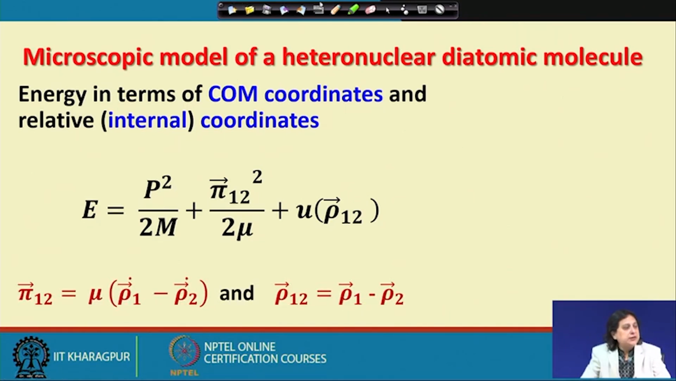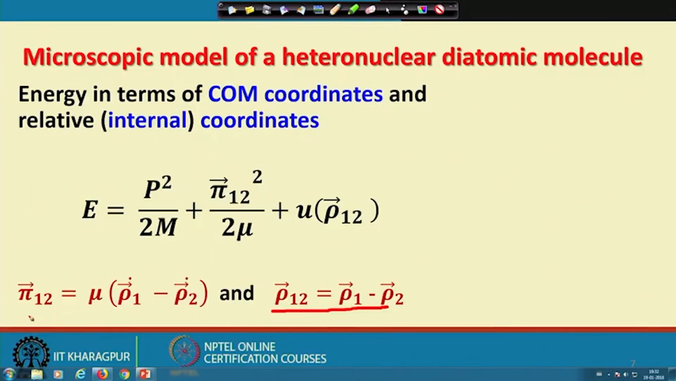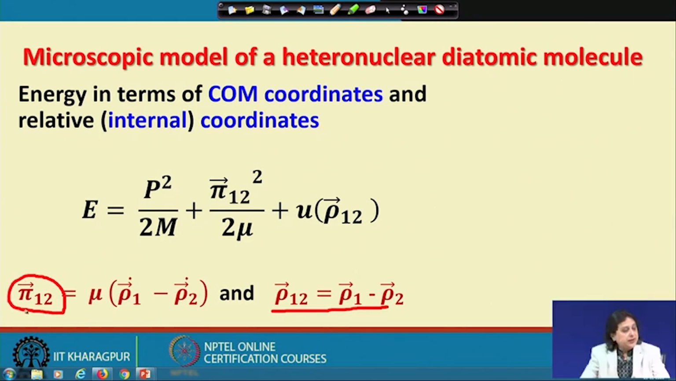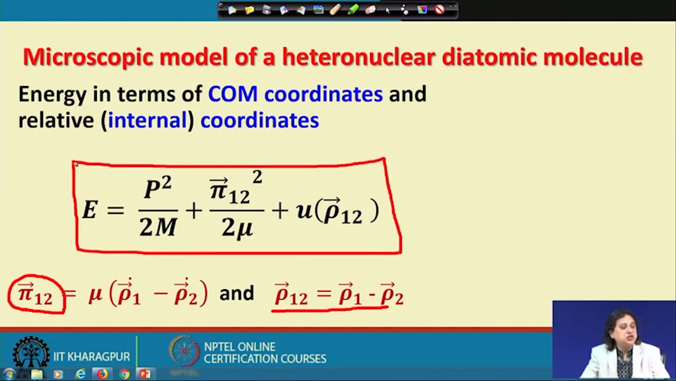So, what we have done is we have introduced one more change in variable, whereby we say that rho 12 is equal to rho 1 minus rho 2. So, rho 12 is the relative separation vector between the atom 1 and atom 2, and it does not depend on where the origin of your coordinate axis are. And then I would say that the associated momentum is pi 12. If I take these two expressions and plug them back into the original expression for energy that I derived, I will find an expression like this through this change of variable.